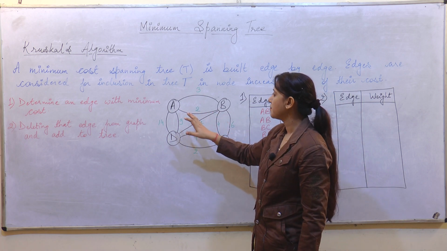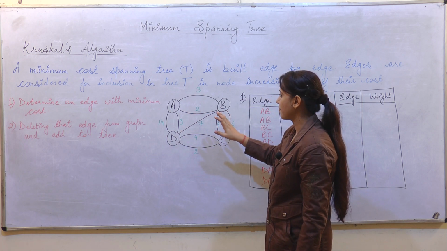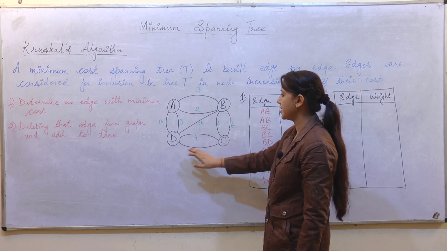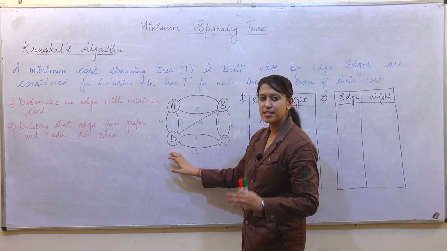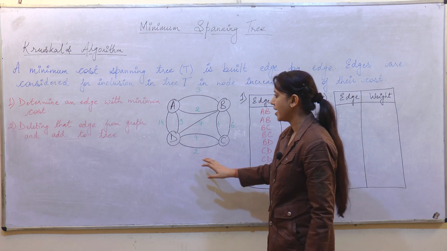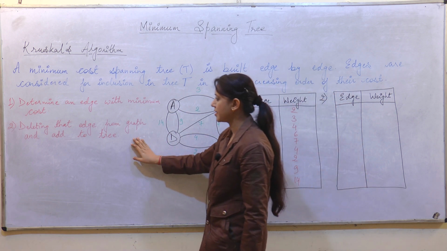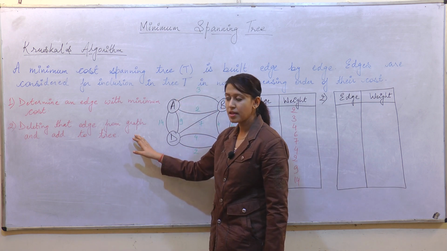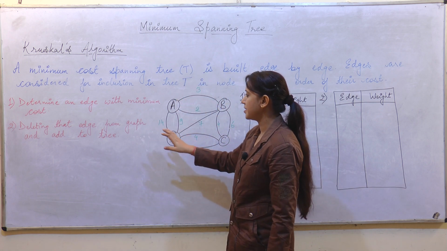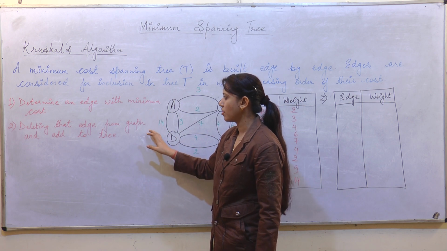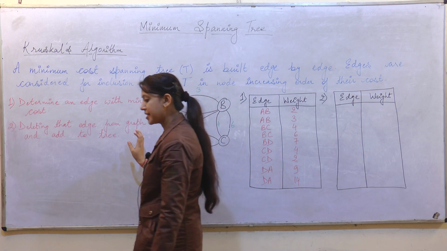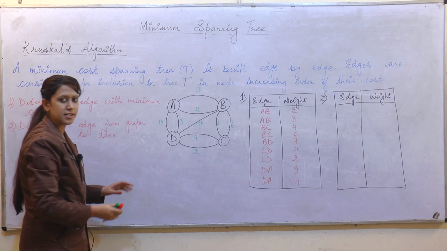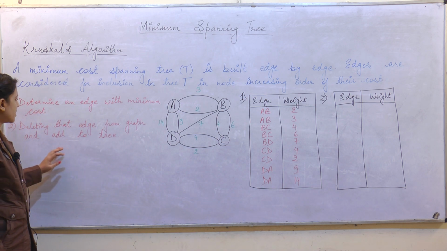So for traveling from node A to nodes B, C and D, we will determine the edges with minimum cost. And the second step says to delete that edge from the graph and add it to the tree. When we determine an edge with minimum cost, we will delete that edge from the graph and insert that edge in the tree.